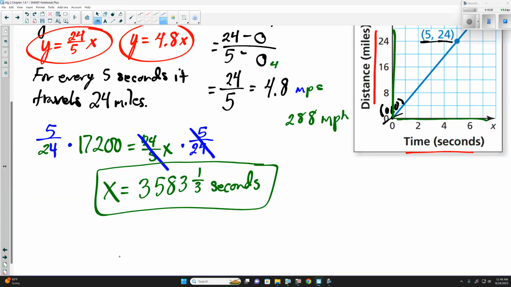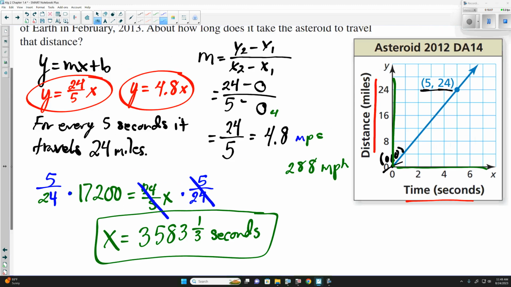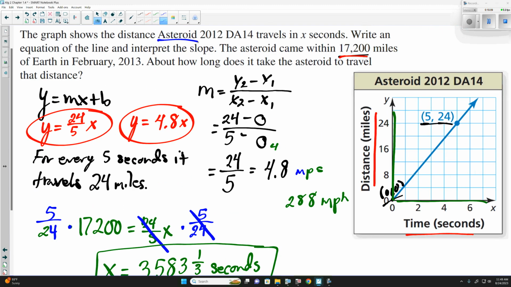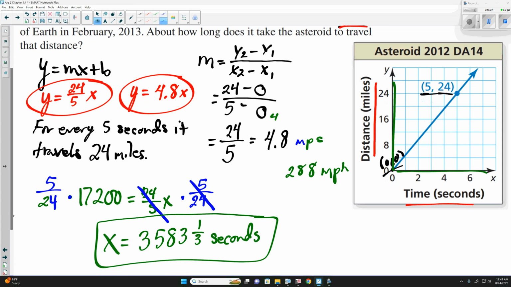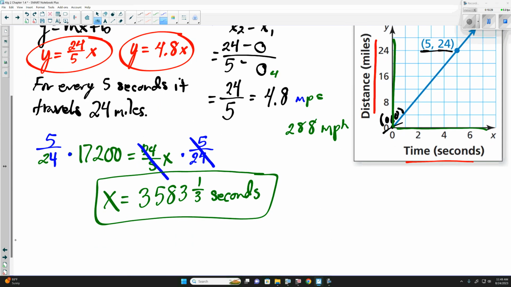Well, they're actually talking about an asteroid. Apparently, asteroid 2012 DA14. How long it took it to travel 17,000 miles. Now, if we did convert this second to hour, it works out to be about an hour. So it takes about an hour to travel 17,200 miles.